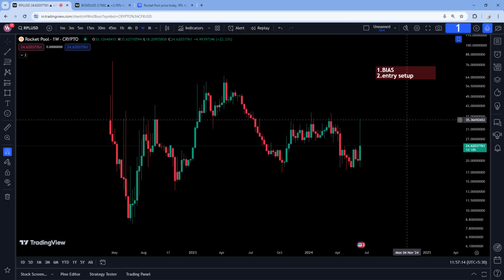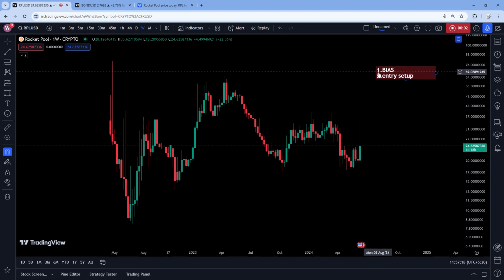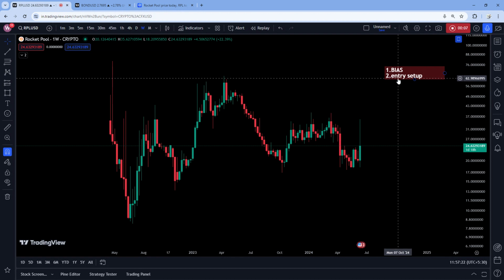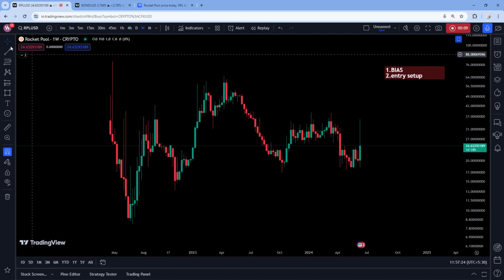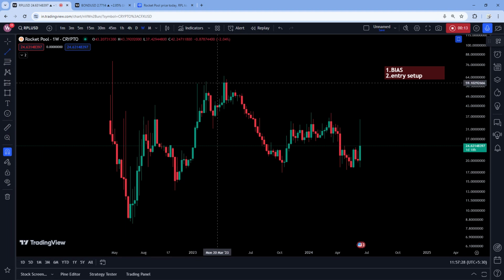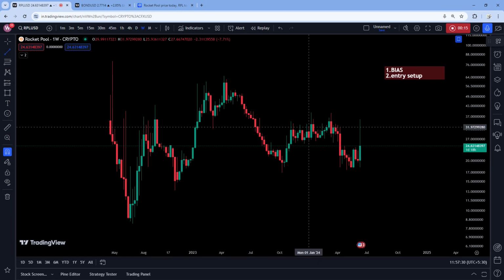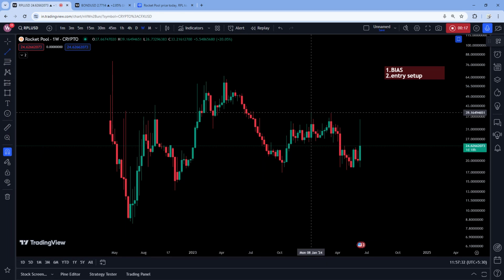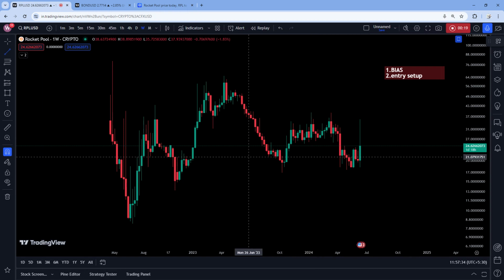Hello everyone, this is going to be a trade breakdown of the RPL USD trade. For me, a trade is broken into two parts. First is the bias and second is the entry module. I'll start with my bias. So we had this bullish momentum going on the weekly time frame. So my bias was long, and now going to the entry module.